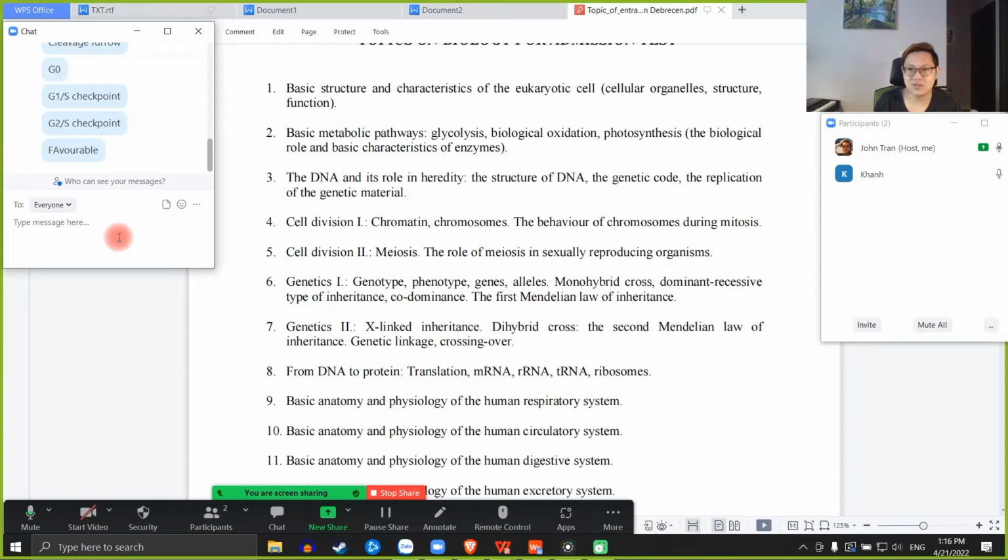Or maybe basically, chromatin and chromosome are basically the same. They are all DNA, yeah. But in different forms. Chromosome is a more condensed form.